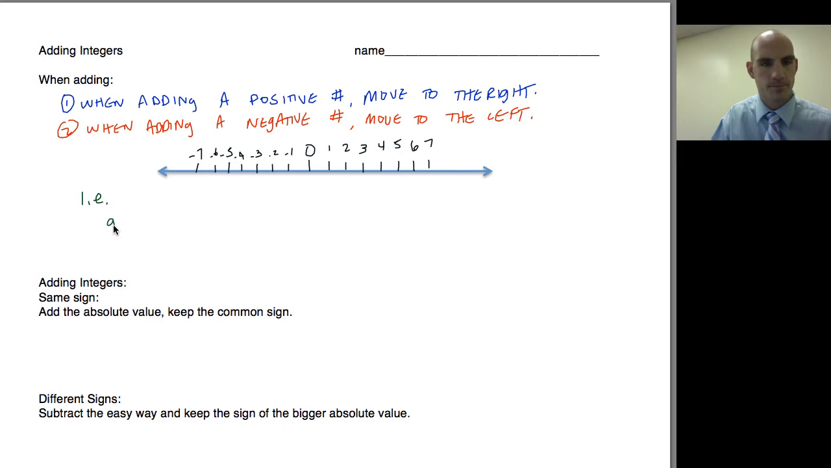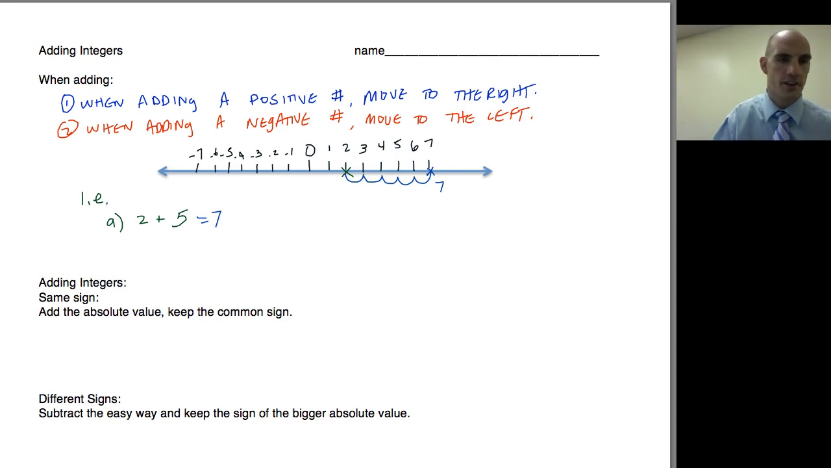For example, in A, if I say I've got 2 plus 5, and I plot this on my number line, I'll start at 2. I'm always going to start at that first number. And when I add, I'm adding a positive 5. See, it's not plus a negative 5, it's plus 5. And so when I add 5, I'm going to move to the right. So 1, 2, 3, 4, 5. And where I end up is at 7. So 2 plus 5 equals 7. I added a positive, I move to the right.